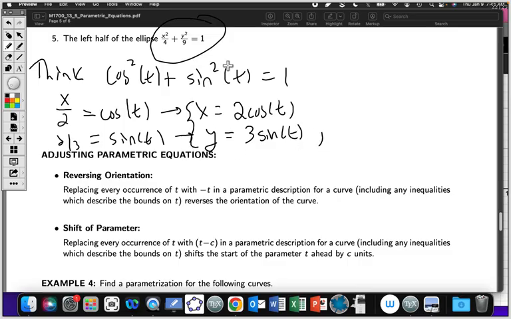All right. Now if I want to do the left half of the ellipse, I think about going around the circle. The left half would start at pi over 2 and then go to 3 pi over 2. So that should work here. Pi over 2 to 3 pi over 2 should just get me the left half of that ellipse.